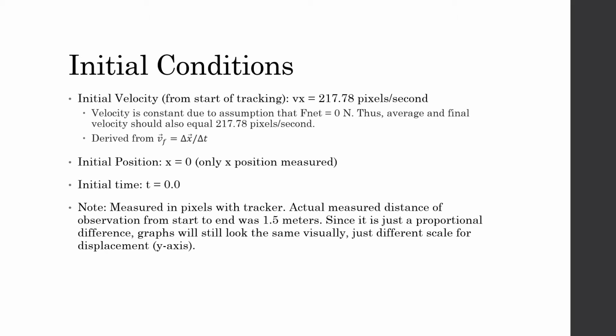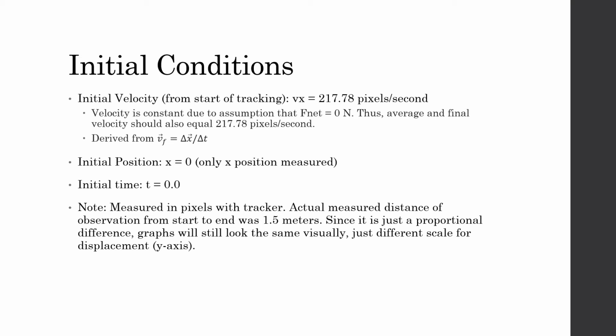For our initial conditions, we found the velocity by deriving it from velocity equals the change in displacement divided by change in time. This was about 360 pixels and 1.7 seconds. This led us to about 217.78 pixels per second. Our initial position was x equals 0, or at the origin. We had an initial time of 0 seconds. Pixels were measured with the Tracker.